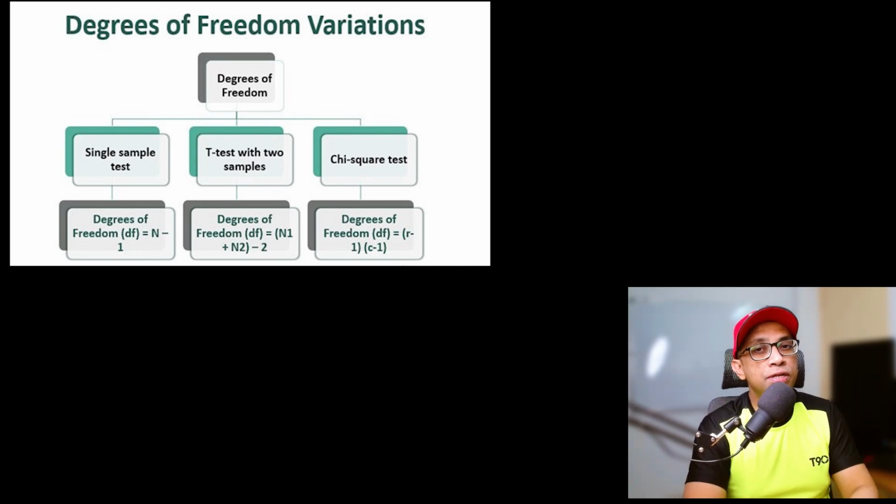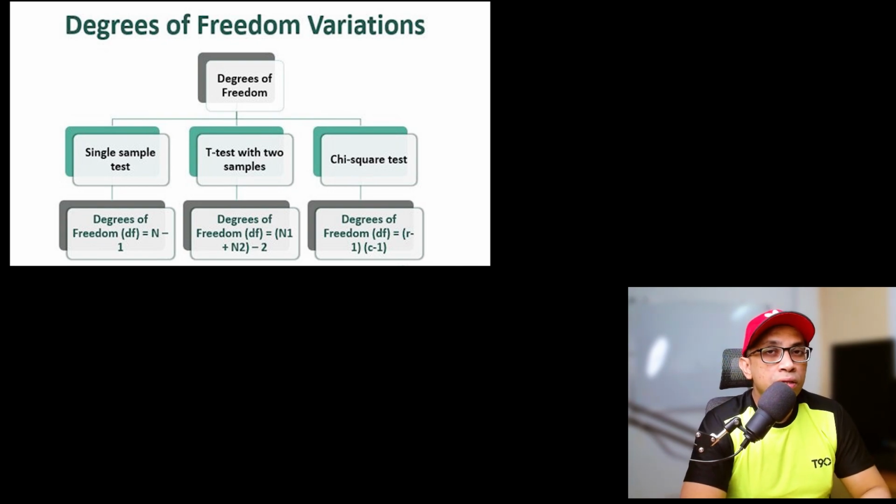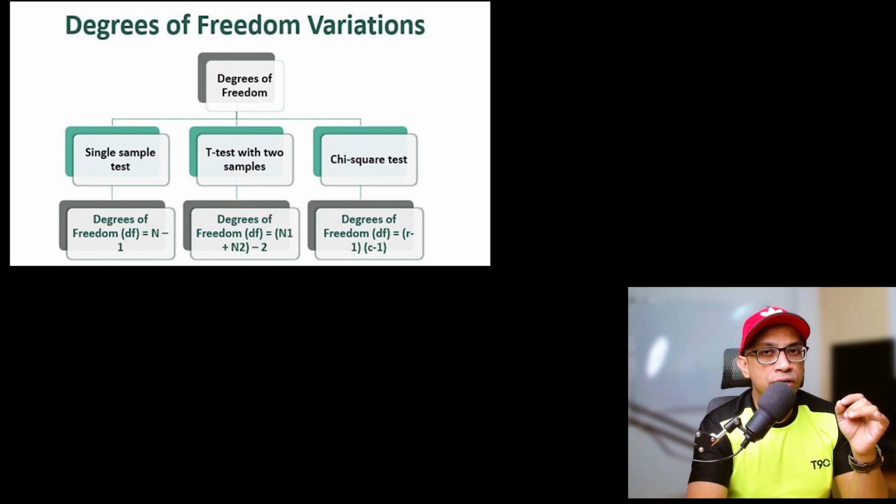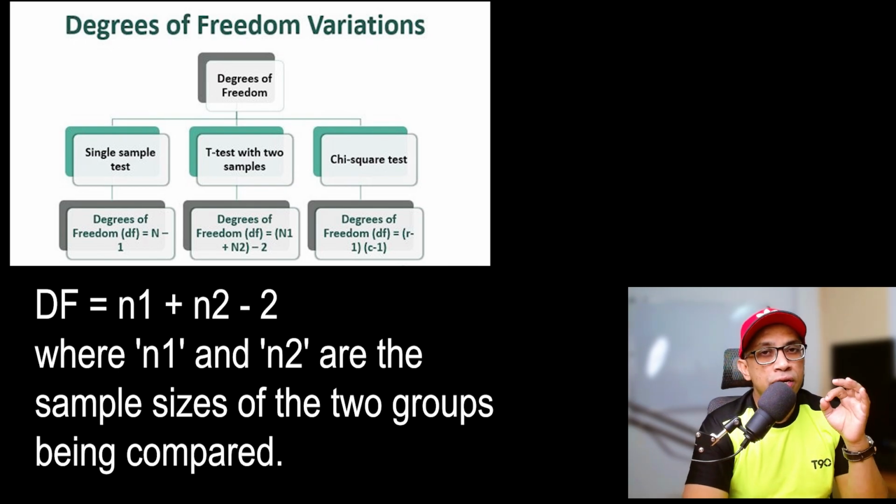And the next example is that of a t-test in statistics. So when comparing the means of two samples using a t-test, degrees of freedom play a very crucial role in determining the appropriate t-distribution to use for hypothesis testing. For an independent two-sample test, the degrees of freedom are calculated as df equal to n1 plus n2 minus 2, where n1 and n2 are the sample sizes of the two groups being compared.